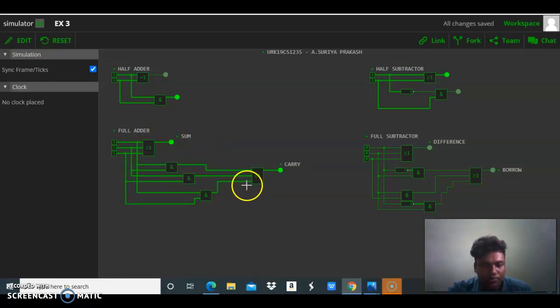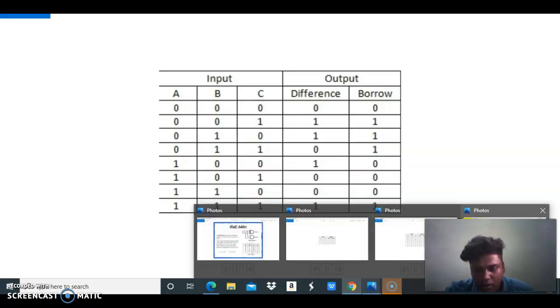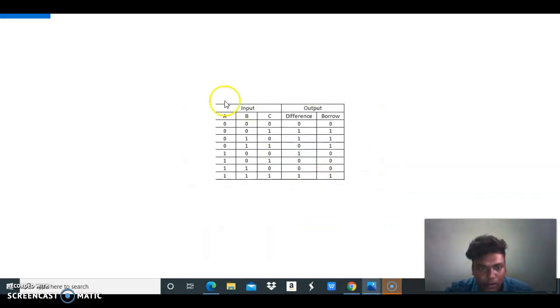Output is 1. Now we are going to see the subtractor. 0 0 0 is 0 0, 0 0 1 is 1 1, 0 1 0 is 1 1, 0 1 1 is 0 1, 1 0 0 is 1 0, 1 0 1 is 0 1, 1 1 0 is 0 1, and 3 inputs is also 1 and output is 1 1.